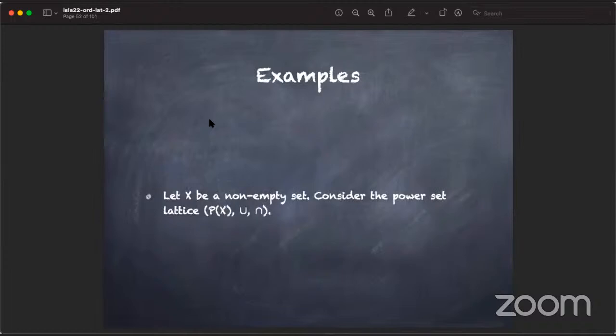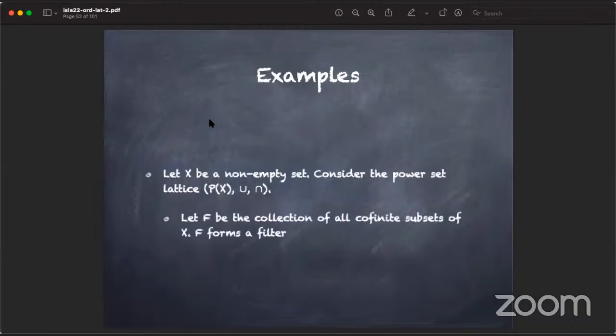So here are some other examples of filters. Once again, consider the power set lattice. There we took the collection of finite sets. Here we are taking the collection of cofinite sets. What are cofinite sets? It's those subsets of X whose complement is finite. Are we clear regarding cofiniteness? Those subsets whose complement is finite.